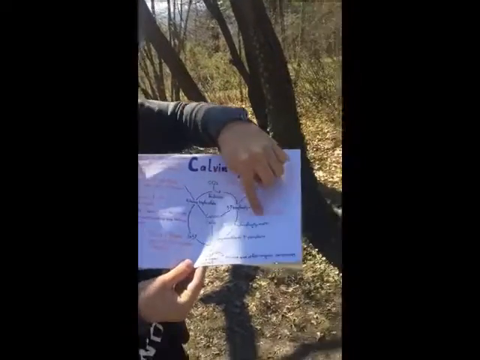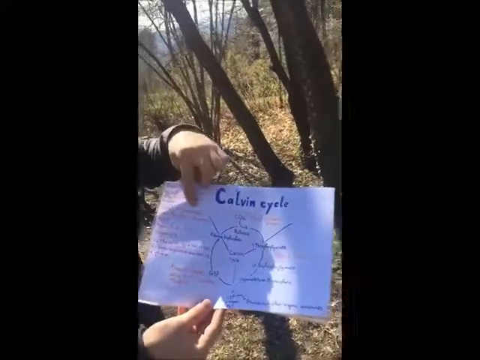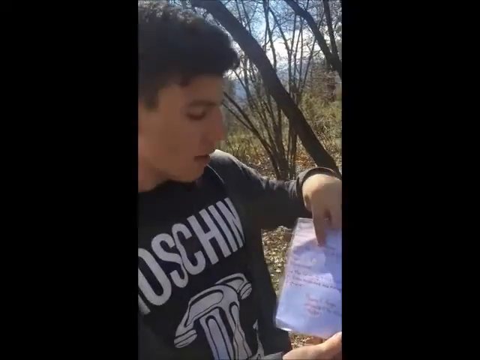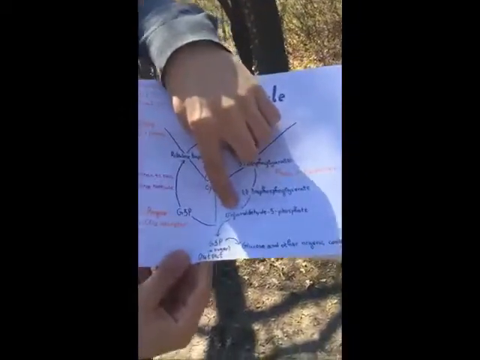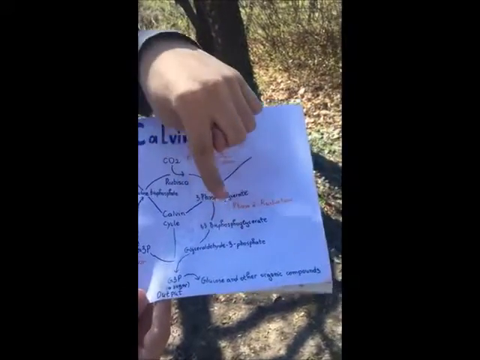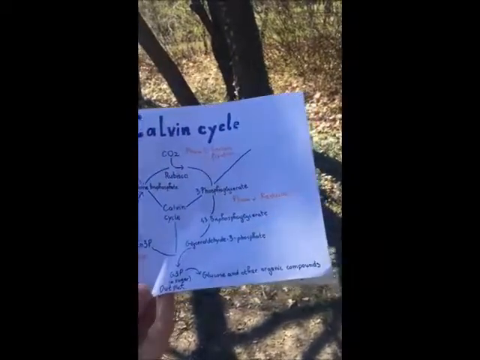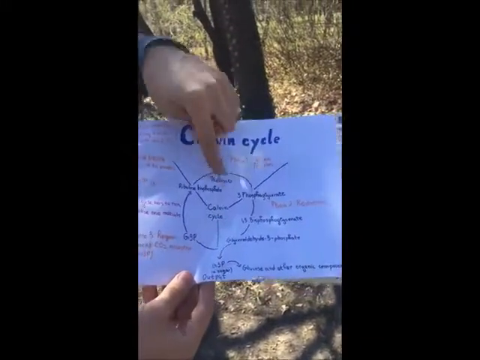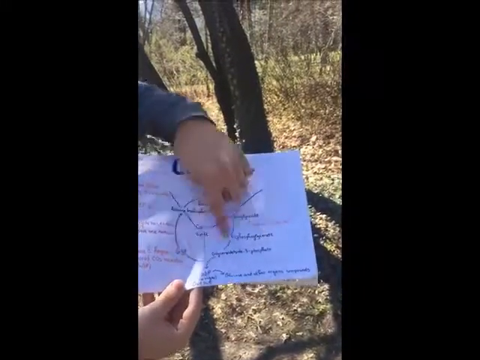The second main part is the reduction. In the reduction, ATP and NADPH reduce the carbon dioxide in order to produce G3P. The G3P is glyceraldehyde 3-phosphate, and this here is the output of the cycle.